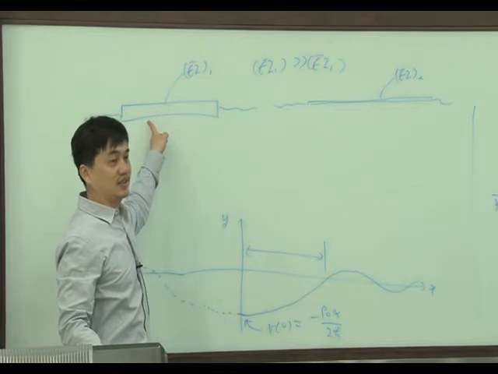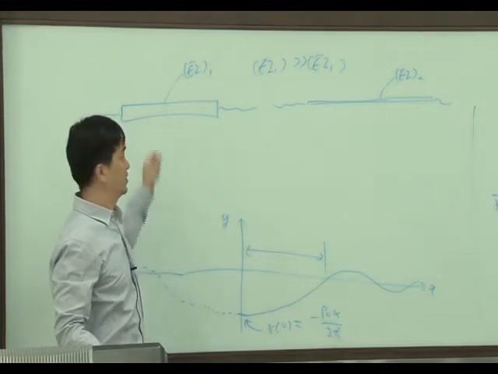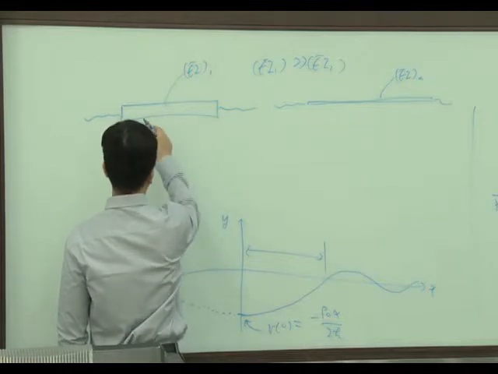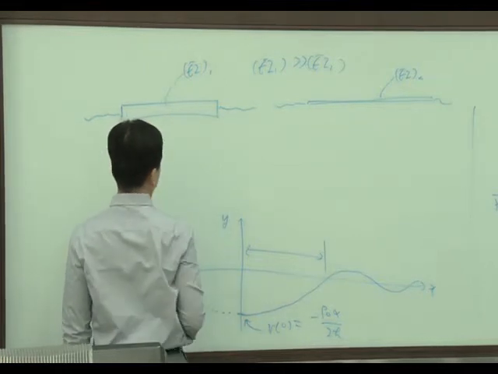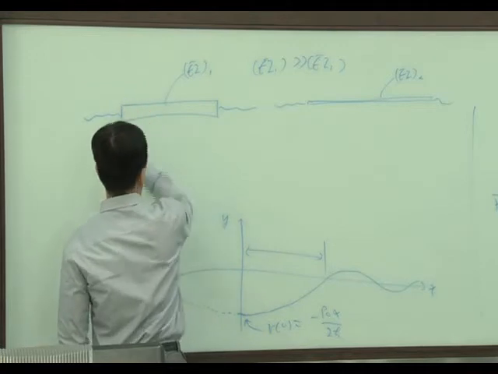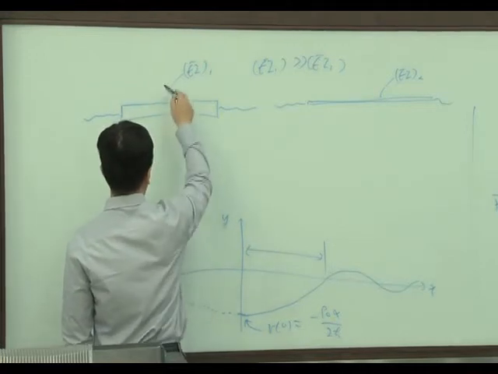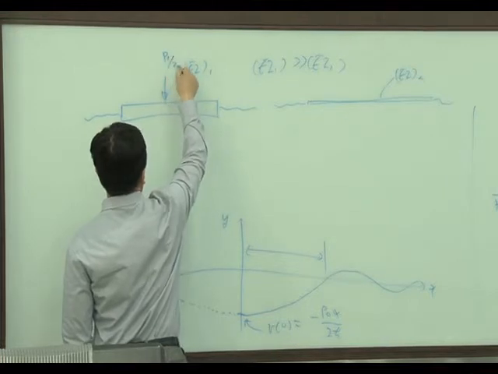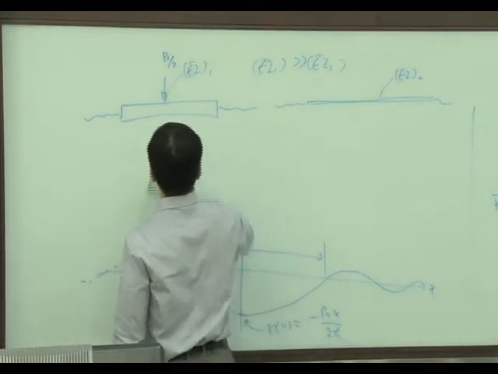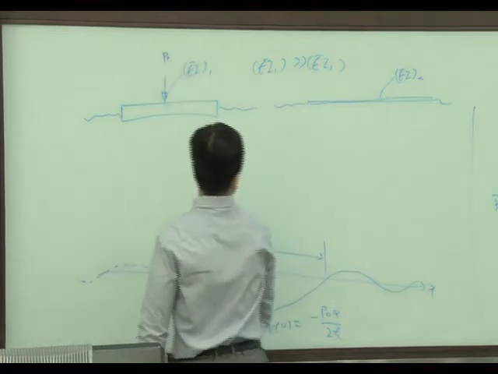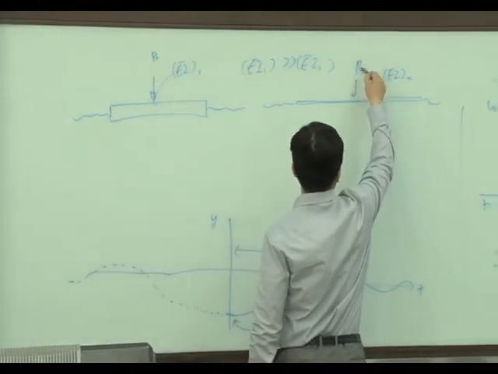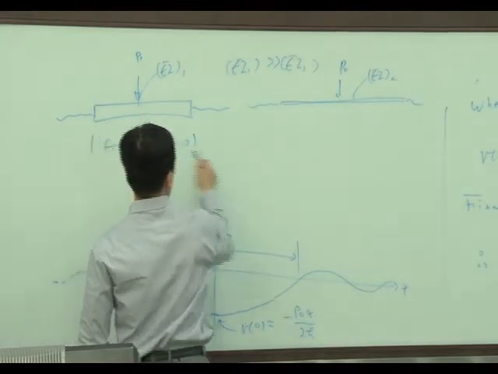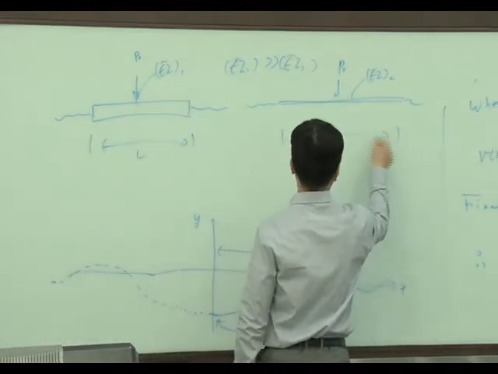For the first case, the displacement looks like this. Actually here some point load P0 is applied. Here P0 is applied. The length of the beam is the same.